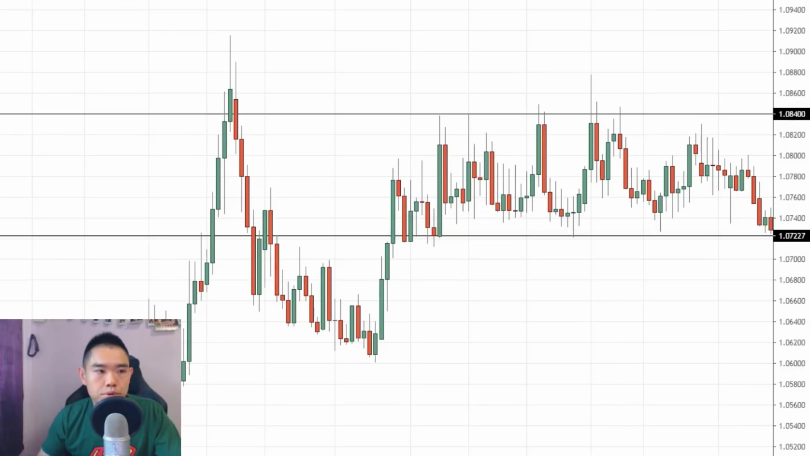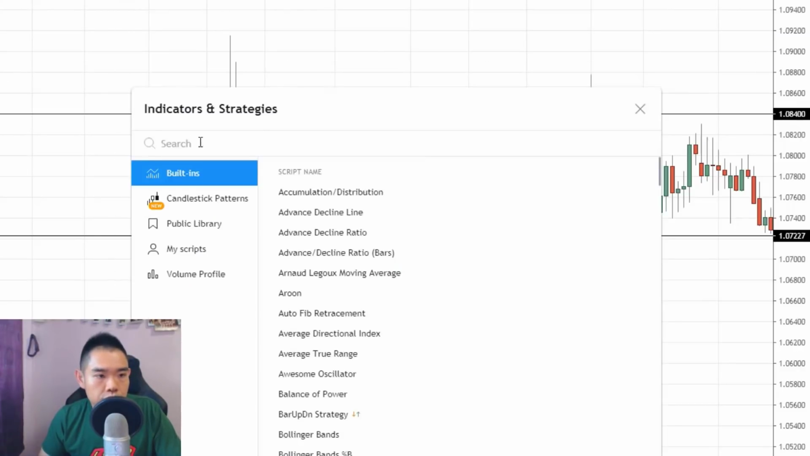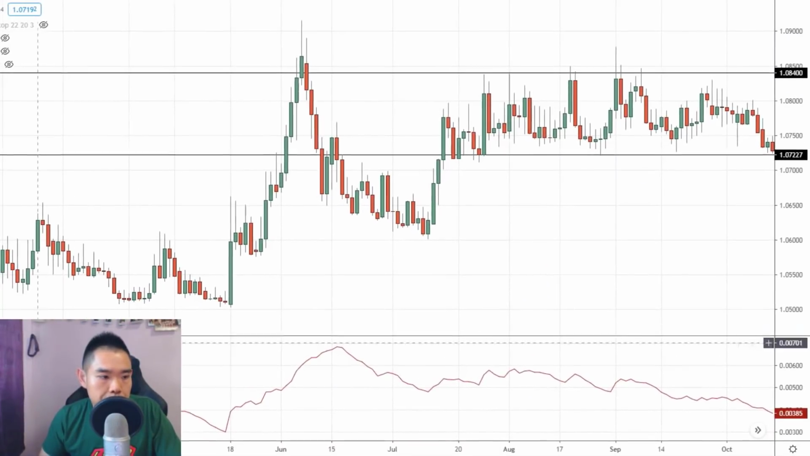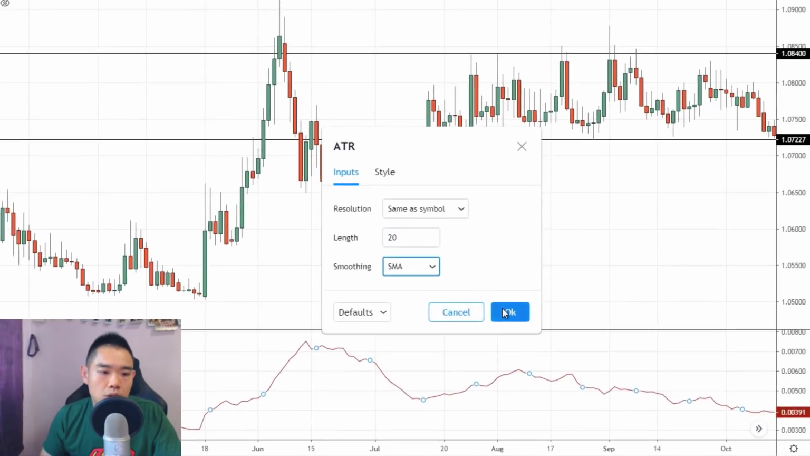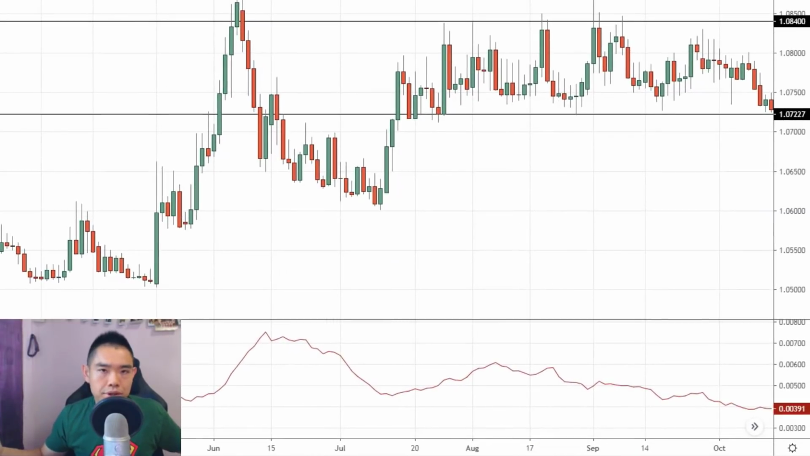So what you can do is pull out the ATR indicator. Search for ATR, which stands for average true range. I typically go with the 20 period ATR, SMA, click OK. Beautiful. I can be a poet. Anyway, we can see that the current ATR value right now is about 40 pips. Let's make my life easier. It's 39.1 pips, but let's make it 40 pips.